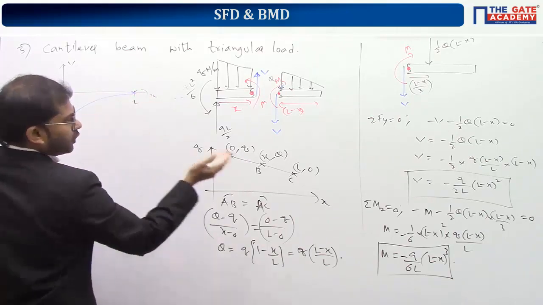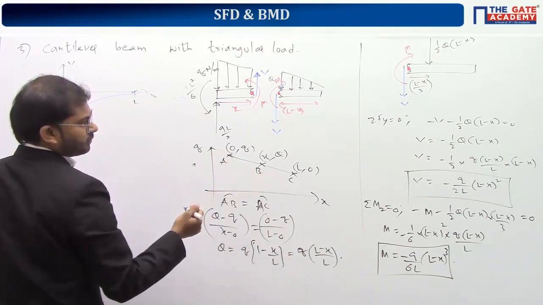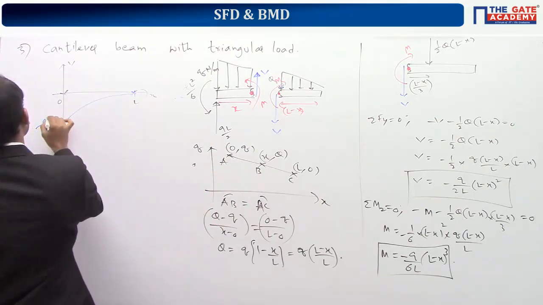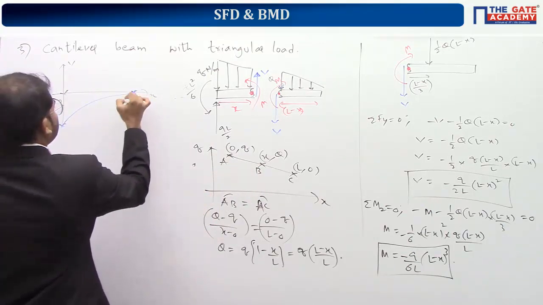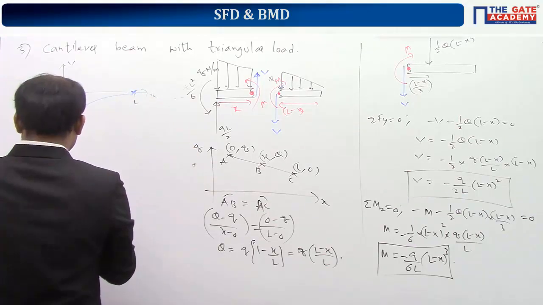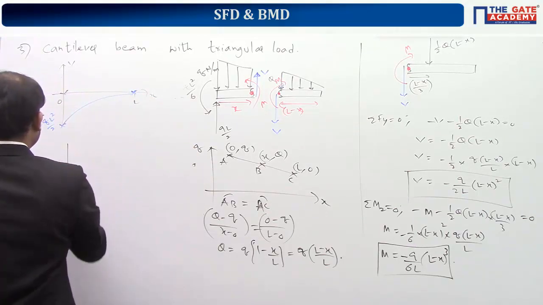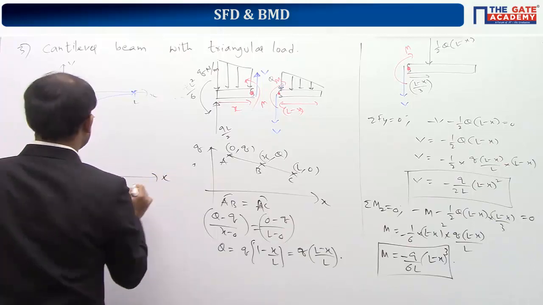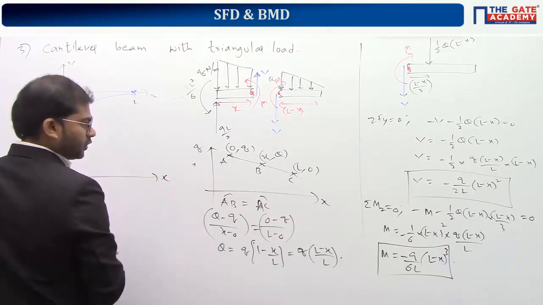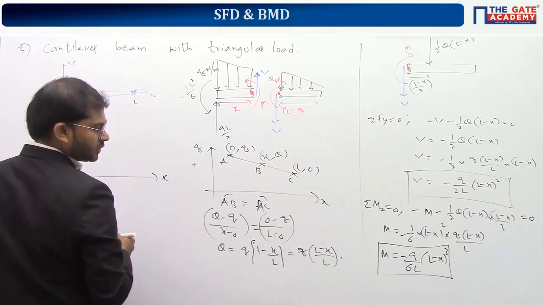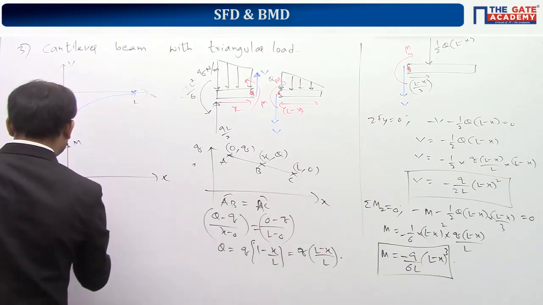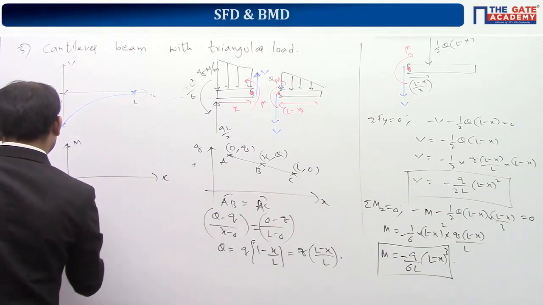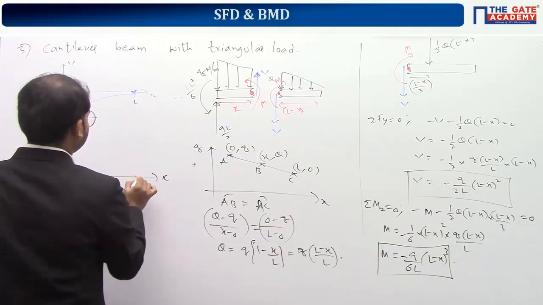At x is equal to 0, you will be having this value as minus QL square by 2. And at x is equal to L, it's going to be 0. In the same way, if you draw a bending moment diagram, M, this is x, this is 0. So at x is equal to 0, the bending moment value is equal to minus QL square by 6. And at x is equal to L, it is equal to 0. So you'll get this like this.